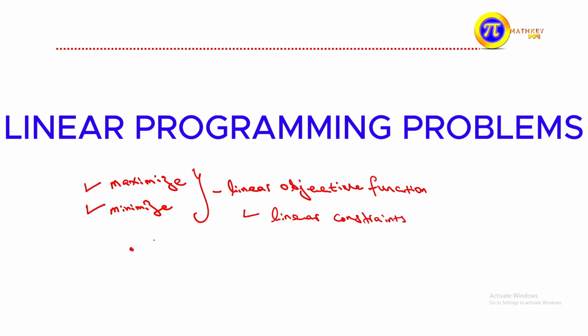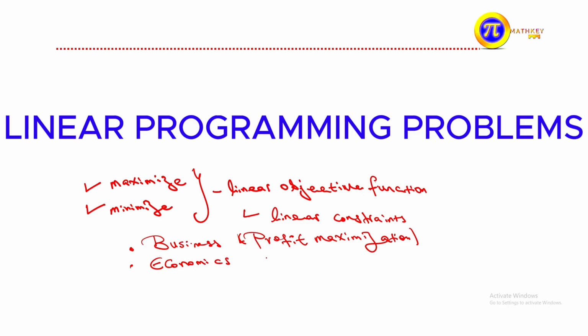That one is in case of business. In business, we will try to maximize profit, may use in different economics, may reduce or minimize cost, may have in case of engineering, agriculture, transportation, and so on. In different fields we use linear programming problem.